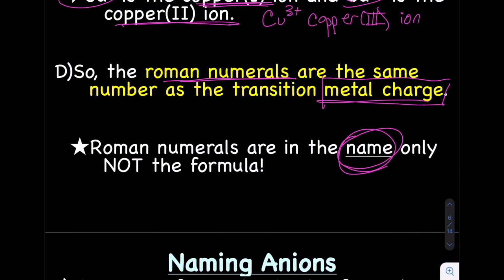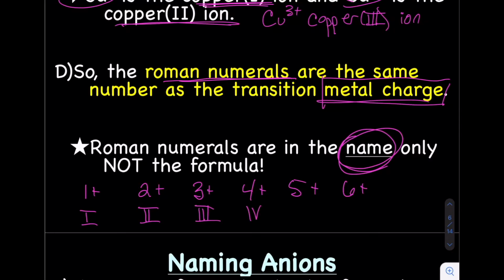Okay, and before we move on, I want to really quickly give you a list of Roman numerals in case you don't remember them or don't know them. So we have 1 plus, 2 plus, 3 plus, 4 plus, 5 plus, 6 plus, which we probably won't get to, but that's okay. So Roman numeral 1, 2, 3, 4, 5, and 6. Make sure you jot those down if you don't know them.